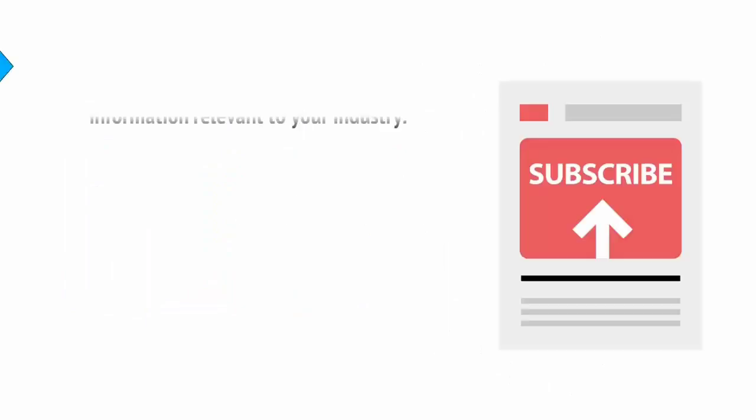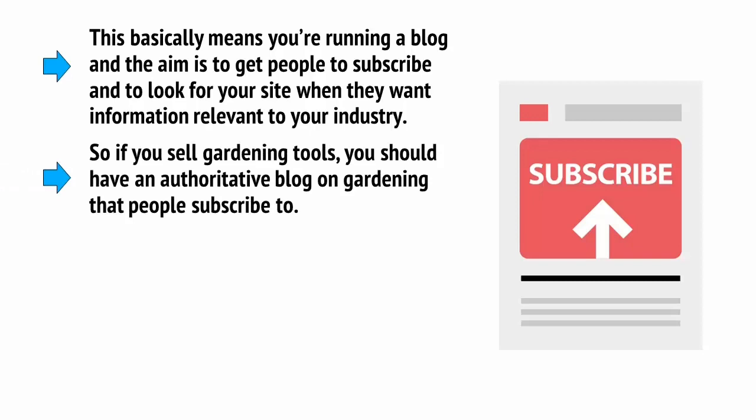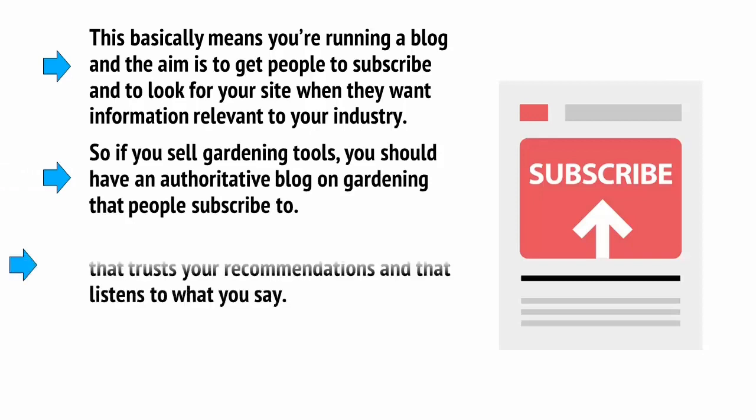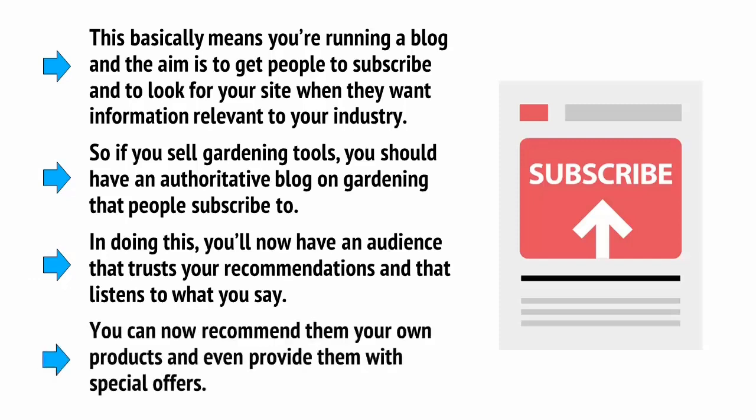And speaking of content, content marketing is also a fantastic tool you can use. This basically means you're running a blog and the aim is to get people to subscribe and to look for your site when they want information relevant to your industry. So if you sell gardening tools, you should have an authoritative blog on gardening that people can subscribe to. In doing this, you'll now have an audience that trusts your recommendations and that listens to what you say. You can now recommend them your own products and even provide them with special offers.